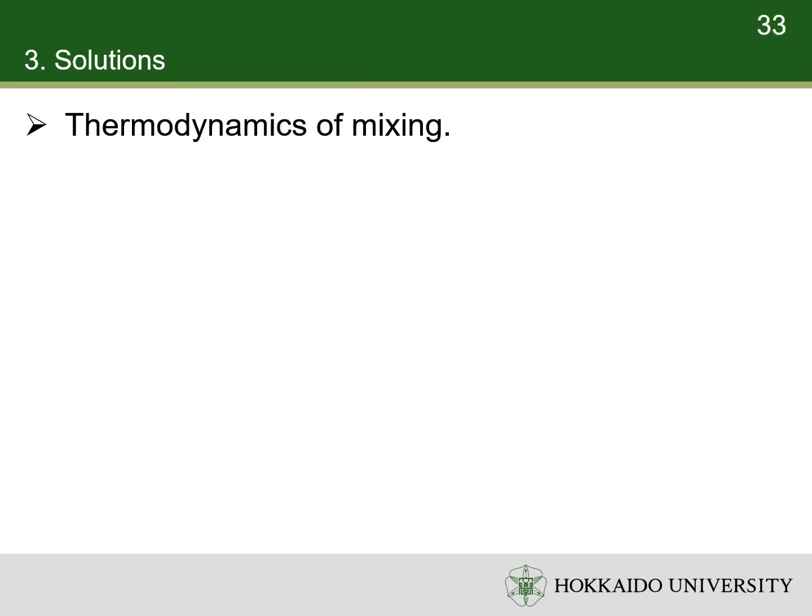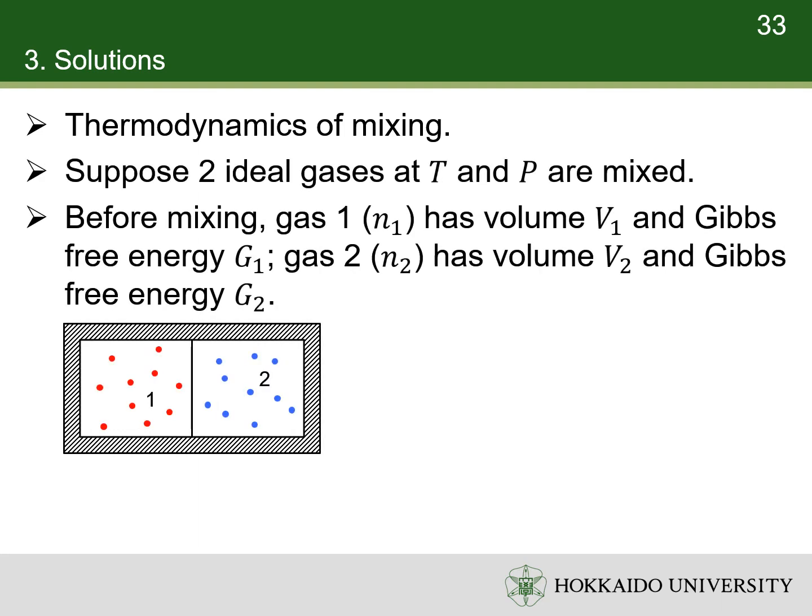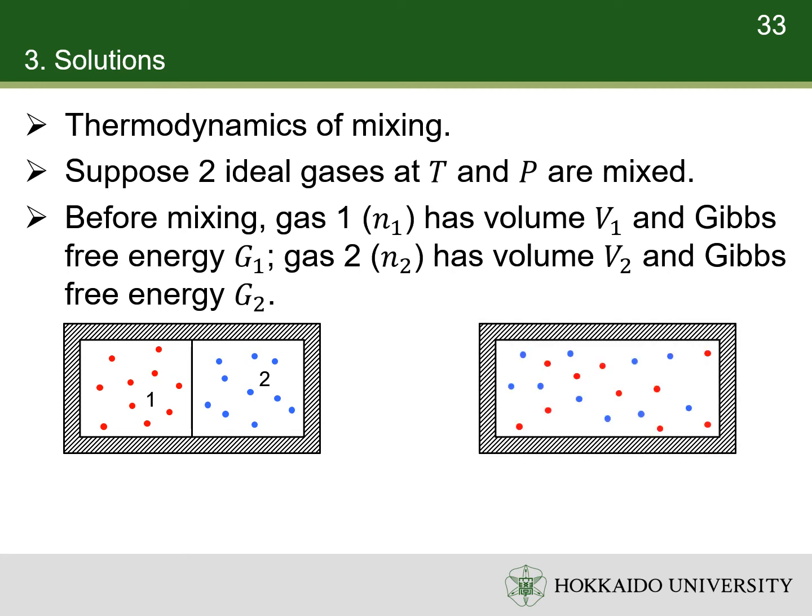Now, let's consider the thermodynamics of mixing. We start with ideal gases. Suppose two ideal gases at identical temperature and pressure are isolated by a partition. When the partition is removed, the two gases mix spontaneously, since the entropy increases. The Gibbs free energy of mixing is the sum of the Gibbs free energy of their isothermal expansions, because ideal gases have no interaction with each other.